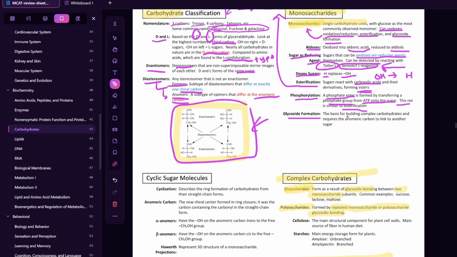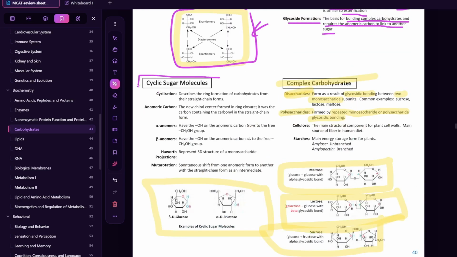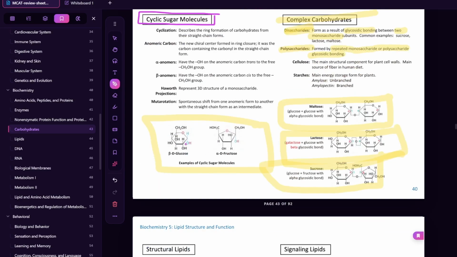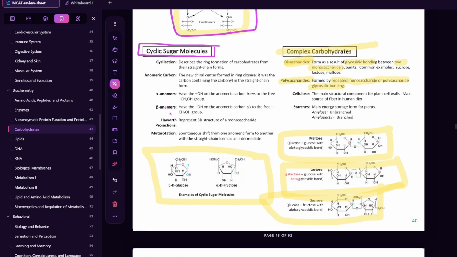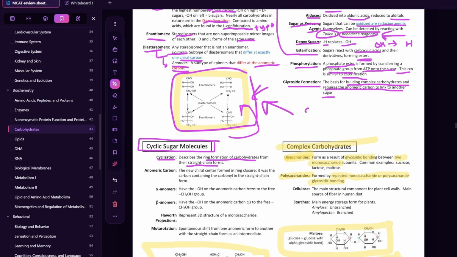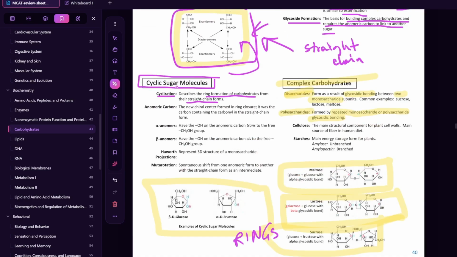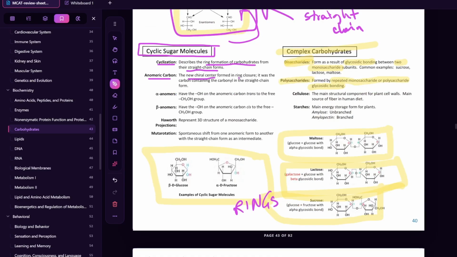Glycoside formation is the basis for building complex carbohydrates and requires an anomeric carbon to link to another sugar. For cyclic sugar molecules, it's possible to have them look cyclic like this, like a pentagon almost, right? Or you can have them look linear like this. Cyclization describes the ring formation of carbohydrates from their straight chain form. Here you're looking at a straight chain form, and down here we're looking at rings, or the cyclic structure. The anomeric carbon is a new chiral center formed in the ring closure. It was the carbon containing the carbonyl in the straight chain.